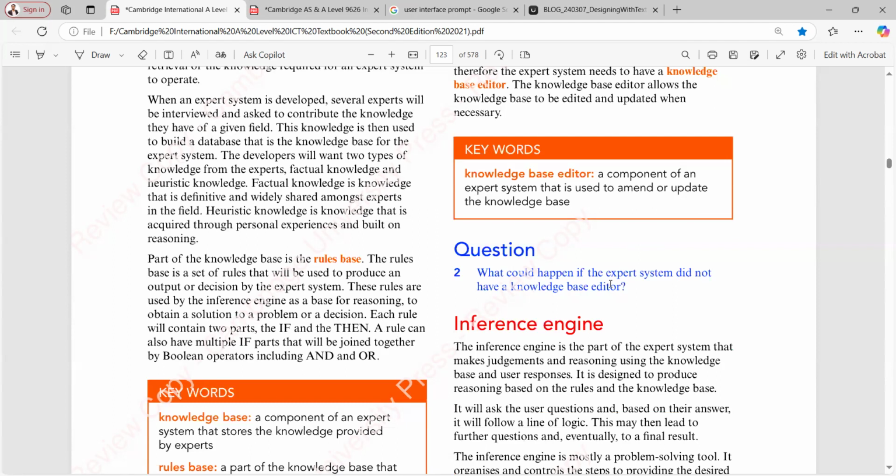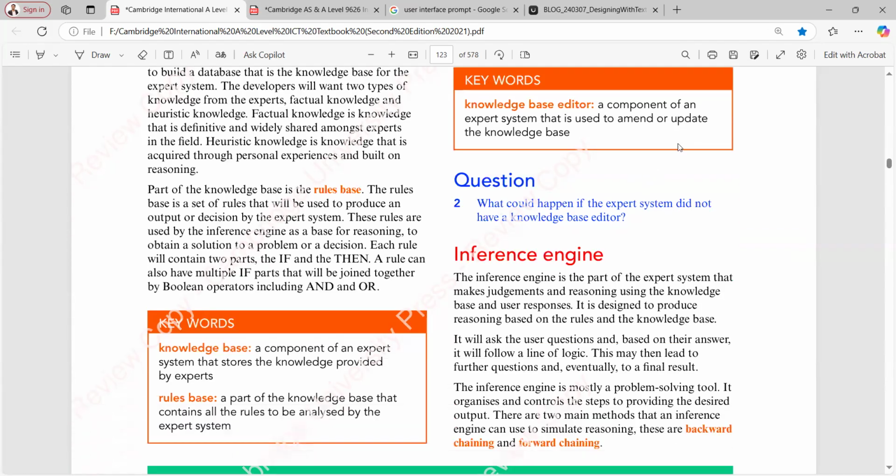You can reply to this question. If it does not have a knowledge base editor, you cannot edit or update the information, because one thing you need to understand here is that information keeps updating again and again. As the years pass, as per the opinions and experiences of people, the information is updated. So if you don't update it, it will become obsolete.